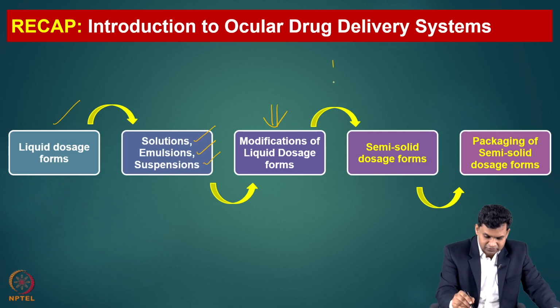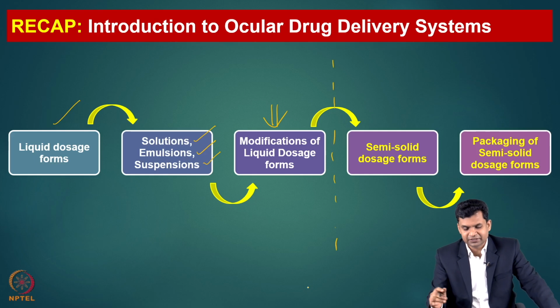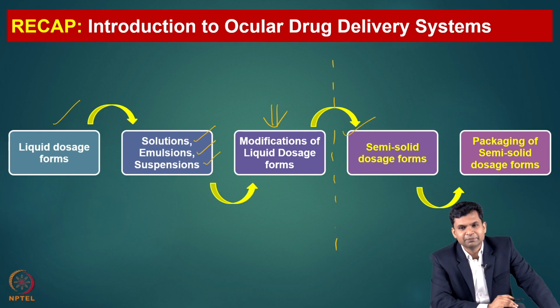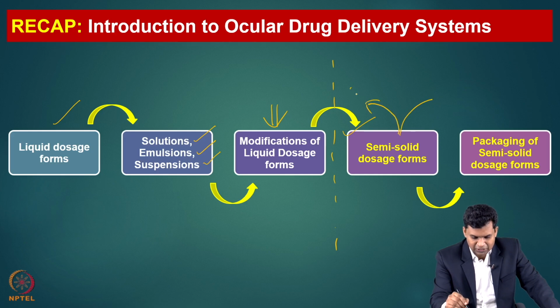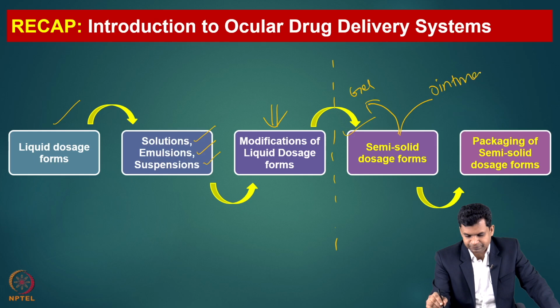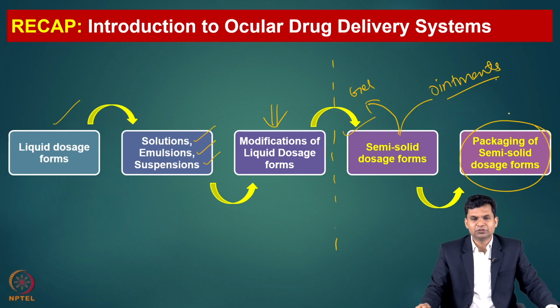Then after that we discussed another segment, that is the semi-solid dosage forms. Here also we have seen the advantages and the limitations of the semi-solid dosage forms. Here we have discussed two things, one is the ophthalmic gels and the other is ophthalmic ointments. And then we have seen the packaging of the semi-solid dosage forms in the various tubes.